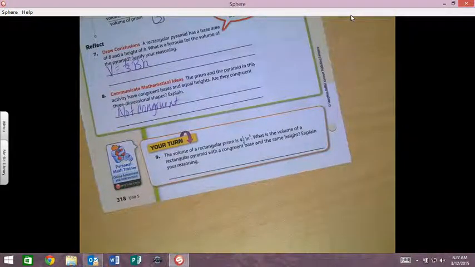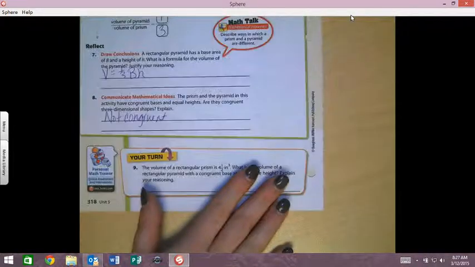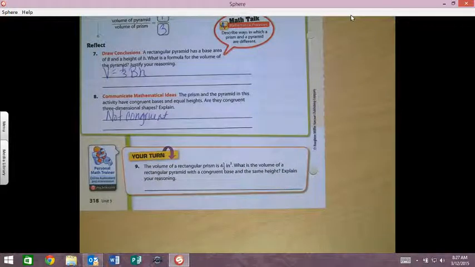Alright, so try the Your Turn. It says the volume of a rectangular prism is 4.5 cubic inches. What is the volume of a rectangular pyramid with a congruent base and the same height? Explain your reasoning. Okay, so try to work this out. This is a little tricky. You've got to do a little bit of work on it to figure it out. When you come back, check your answer and see if it matches up.